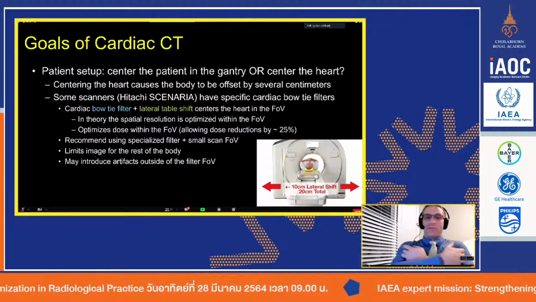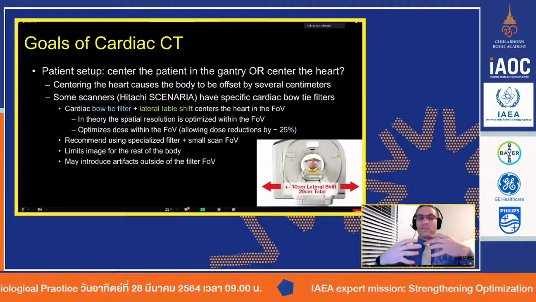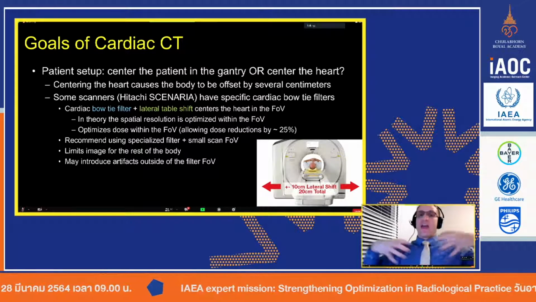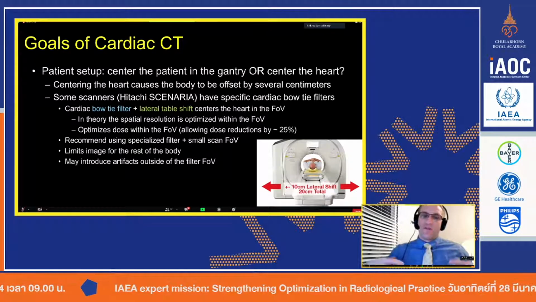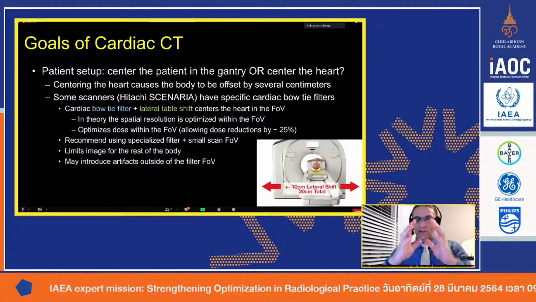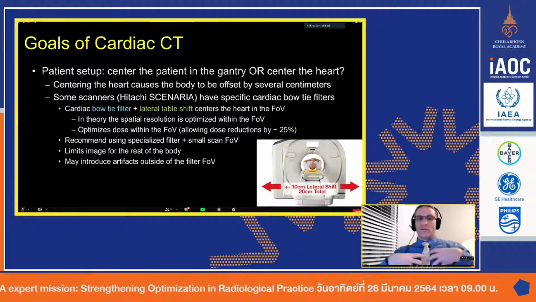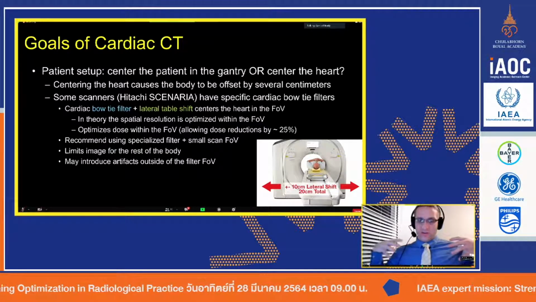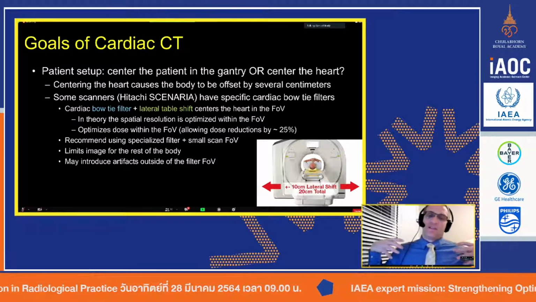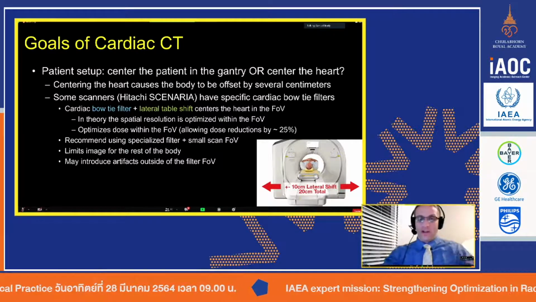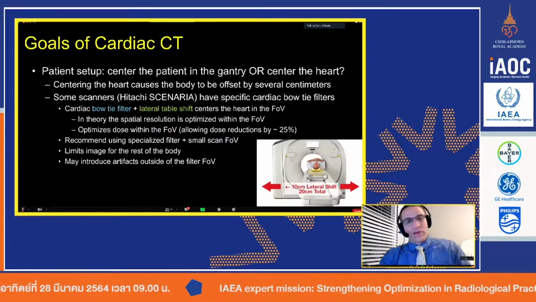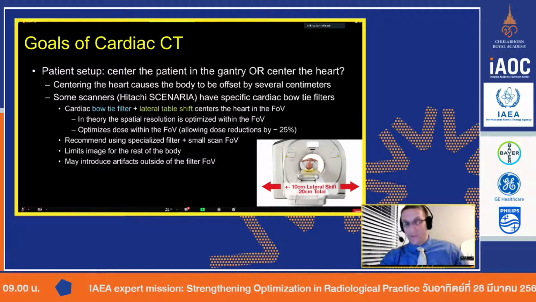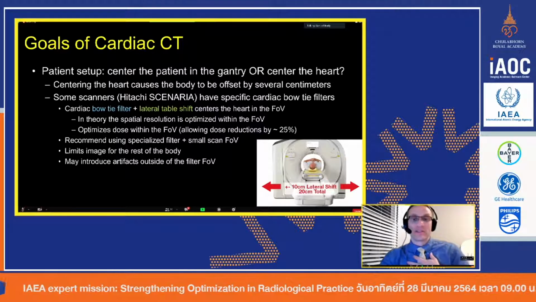And so by putting the body centered, it's going to get you the best image quality at the center and the best dose optimization of the center and the sides. If you're using a smaller cardiac bow tie filter and a smaller field of view, then it's going to look really good in the center, but there is the potential to have some artifacts on the rest of the body in the image. So thank you. That was a great question, a great comment from the viewers. It gave me a chance to learn something this last week.